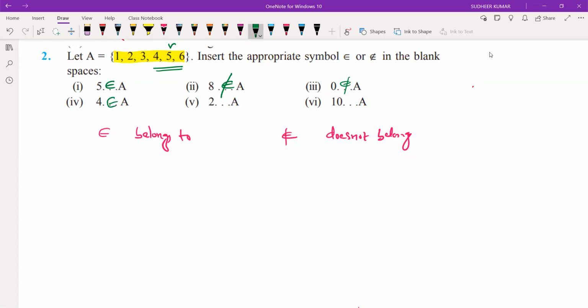Do you understand it, ma'am? Yes, sir. So what do we have to write here next? 2, A is given. Whether we have to write belongs to or does not belong to? Sir, belongs to. Next, 10 does not belong to A. That's it. Over.